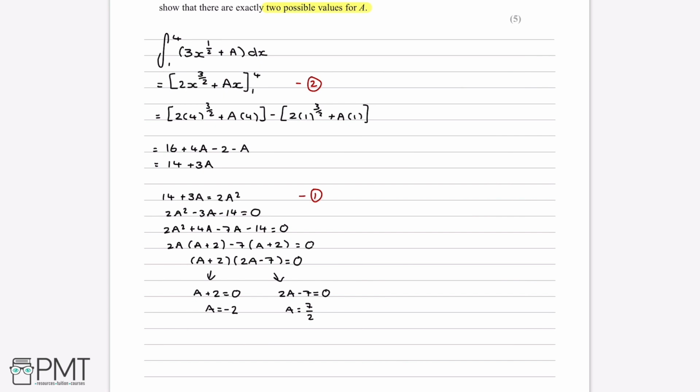And then we get a method mark for solving a quadratic at all. And our last mark comes from getting the right answer, so getting that a is equal to minus 2 and 7 over 2. And this is all 5 marks for this question.